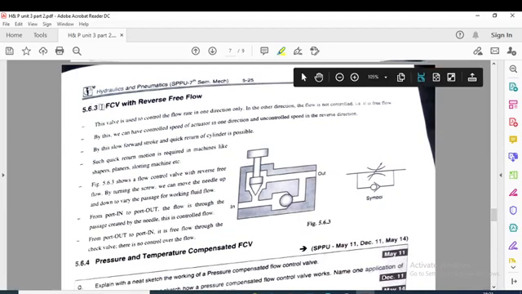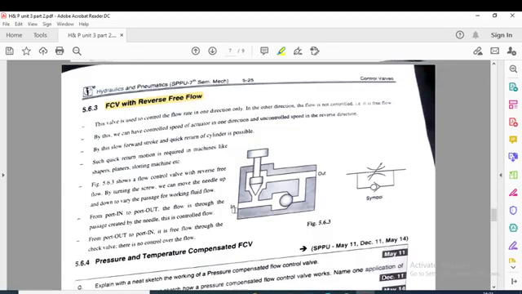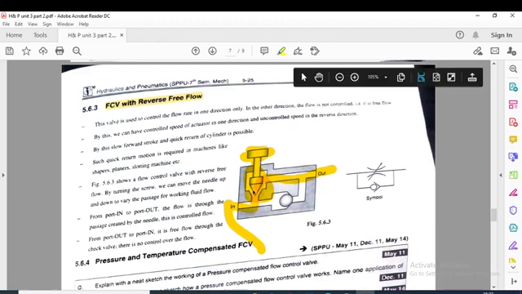This is the flow control valve with reverse flow. Normally this is one directional flow. Like this, flow is coming in this way and going out this way, but it has a restriction here. As you can see, there is a restriction here by this screw. So this is a restriction in only one direction. But if we want the restriction only in one direction and not in the reverse flow, what will we do?